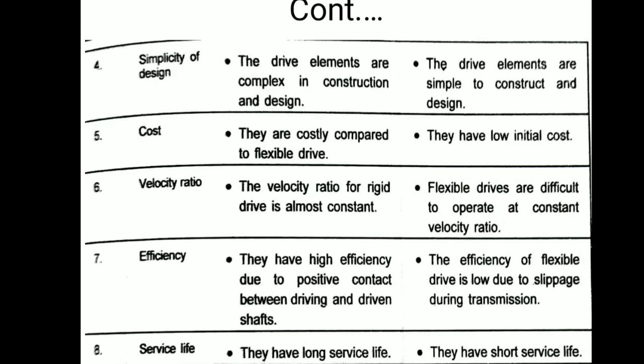Velocity ratio. The velocity ratio of rigid drive is almost constant. Why? If it is not constant, then there will not be proper meshing, so it will not transfer power easily through gear drive. That's why the ratio is constant. And as I said, in case of the belt drive, the ratio is not constant. Sometimes the ratios vary, due to that slippage will occur.